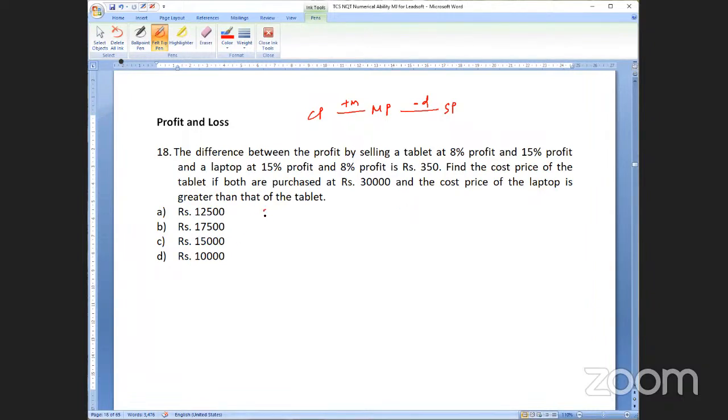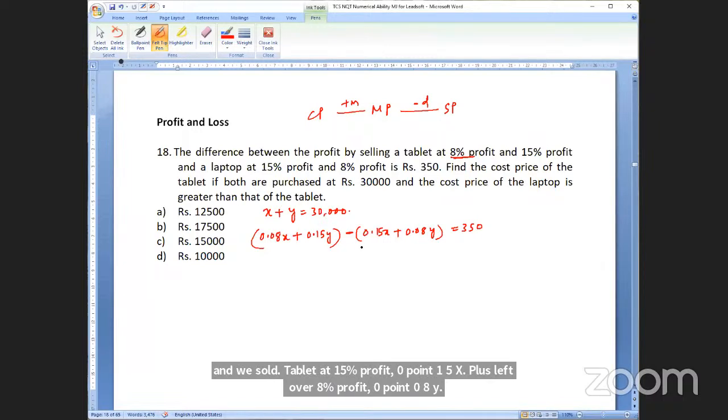So it would be something like x plus y is 30,000. Selling tablet at 8% profit. Suppose x is tablet. So the profit from the tablet would be 0.08x and profit from the laptop at 15% is 0.15y, minus, and if we sold tablet at 15% profit, 0.15x plus laptop at 8% profit, 0.08y, this is equal to 350.